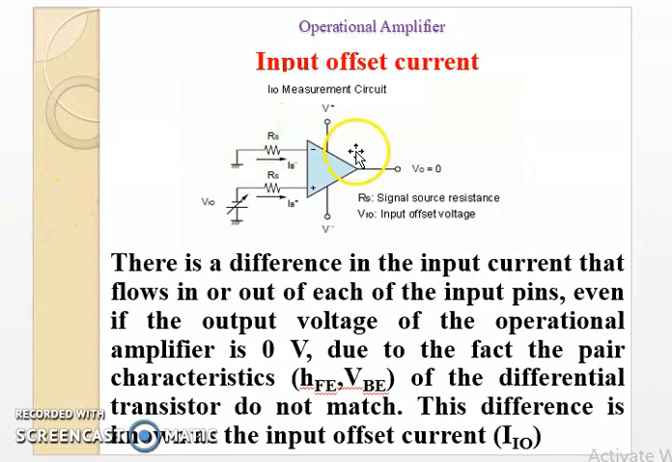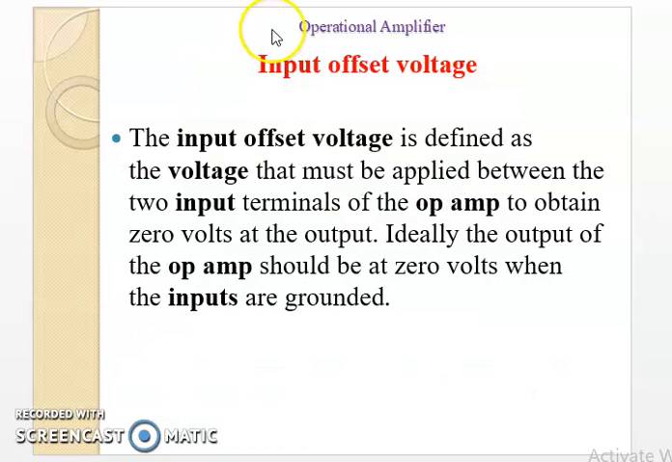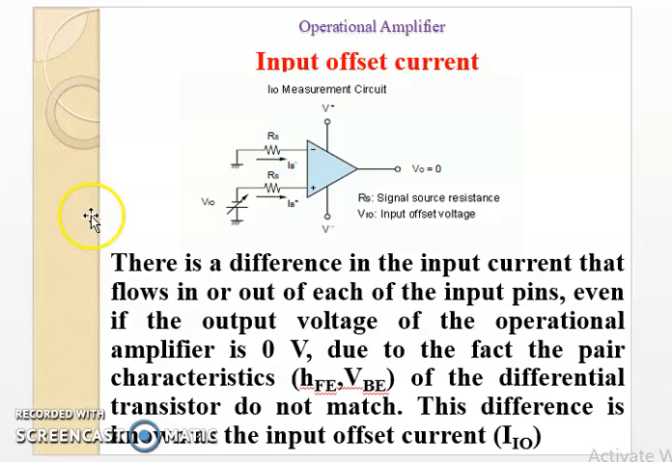Now, input offset current. One more concept is the input offset current. We have seen input offset voltage; now we see input offset current. Here you see, this is again the op-amp shown here. The input is grounded here, and here also the input is grounded, with a variable power supply shown here. The input voltage is shown here, and the output is expected to be how much? 0 volt.